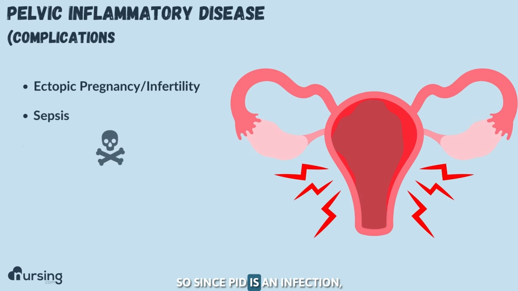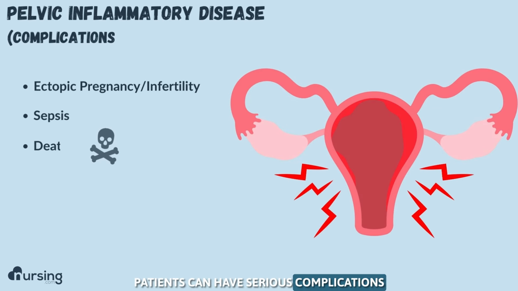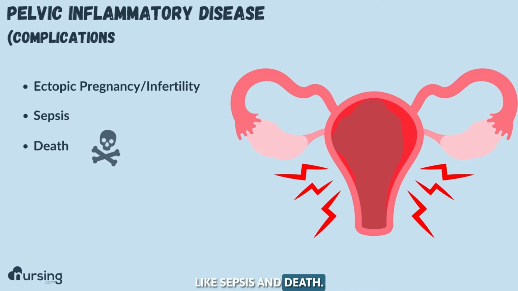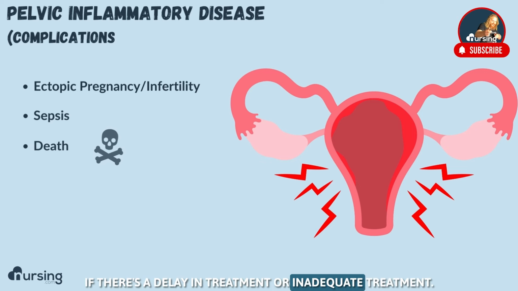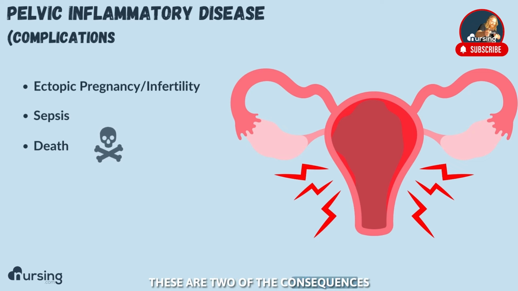So since PID is an infection, patients can have serious complications, like sepsis and death. If there's a delay in treatment or inadequate treatment, these are two of the consequences that can happen.